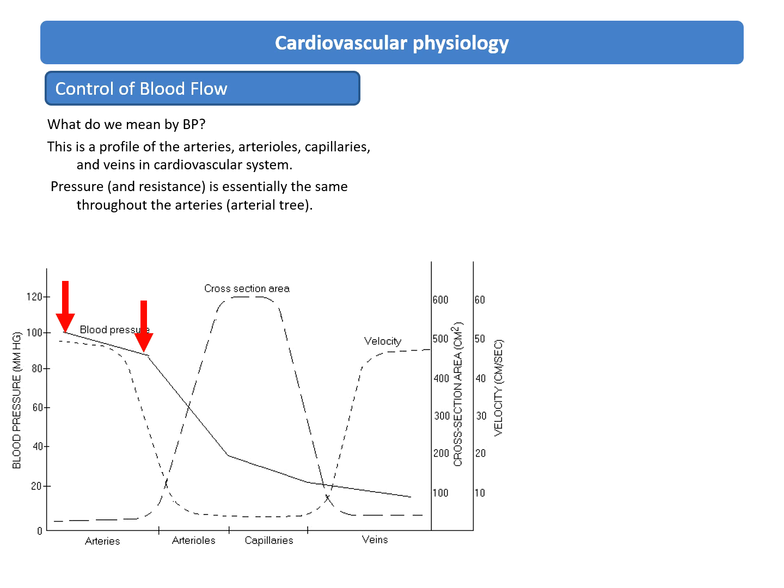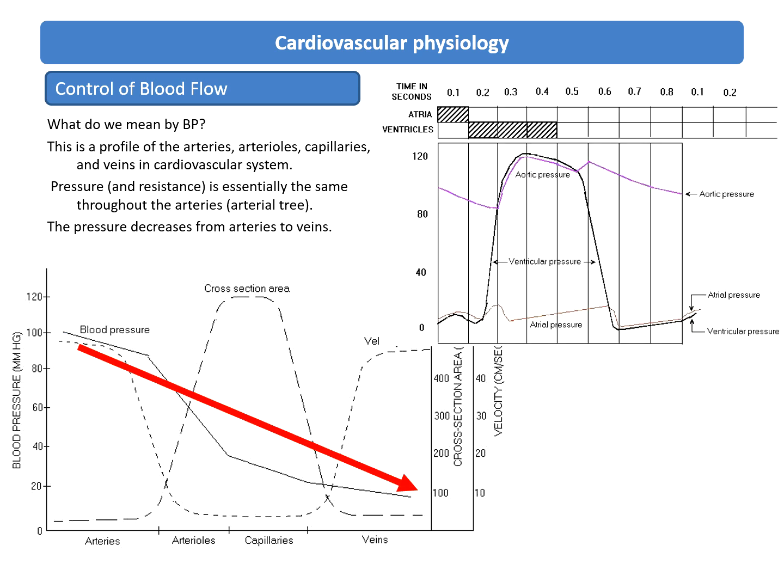We refer to the arteries as the arterial tree because it's arranged something like the trunk of a tree. The aorta and then all the branches would be the branches of the tree. The pressure decreases continuously from arteries to veins. After all, fluids flow from high to low. If the pressure didn't decrease, the blood would flow backwards.